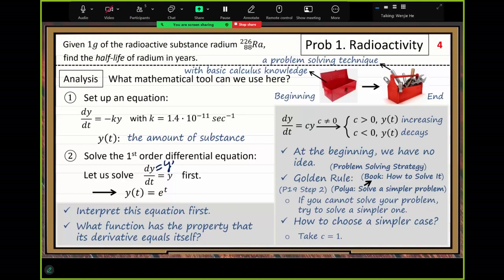So you find it. You find the solution. If you know this property, this special function, e to the t, its derivative equals itself, then you can find it.